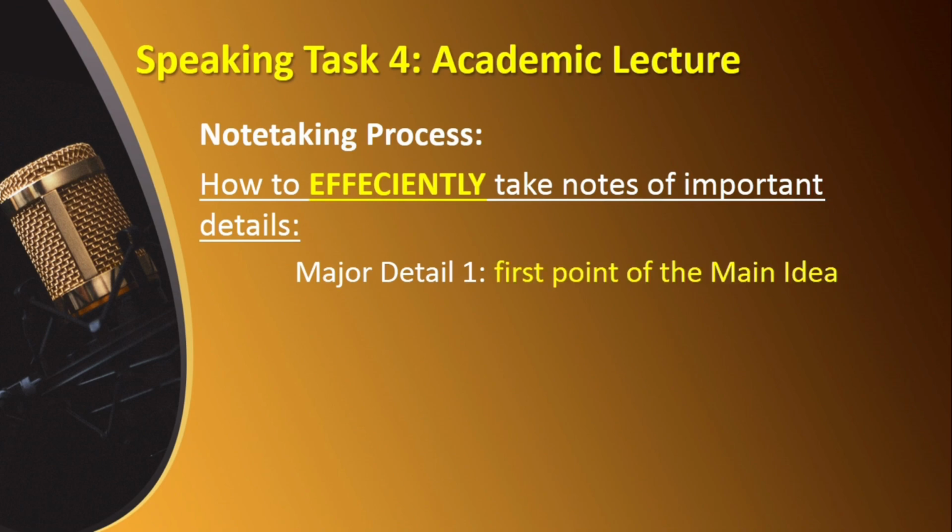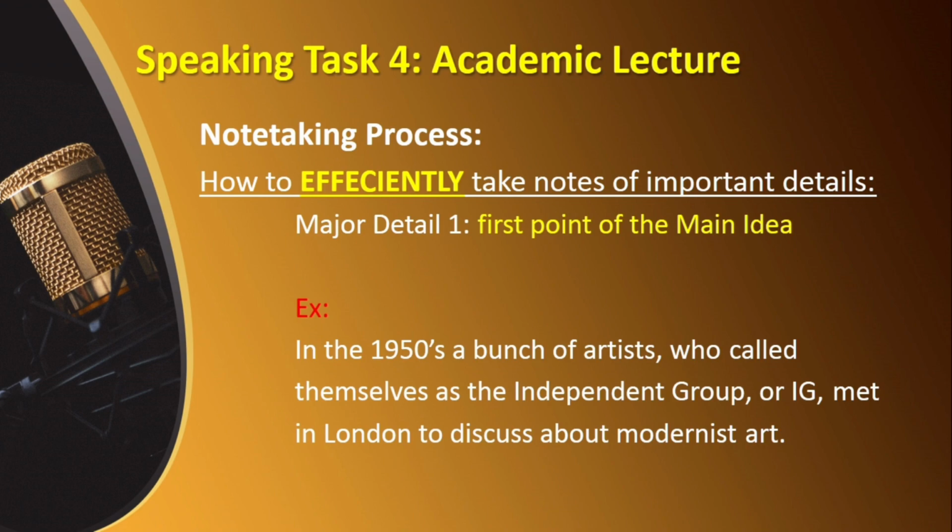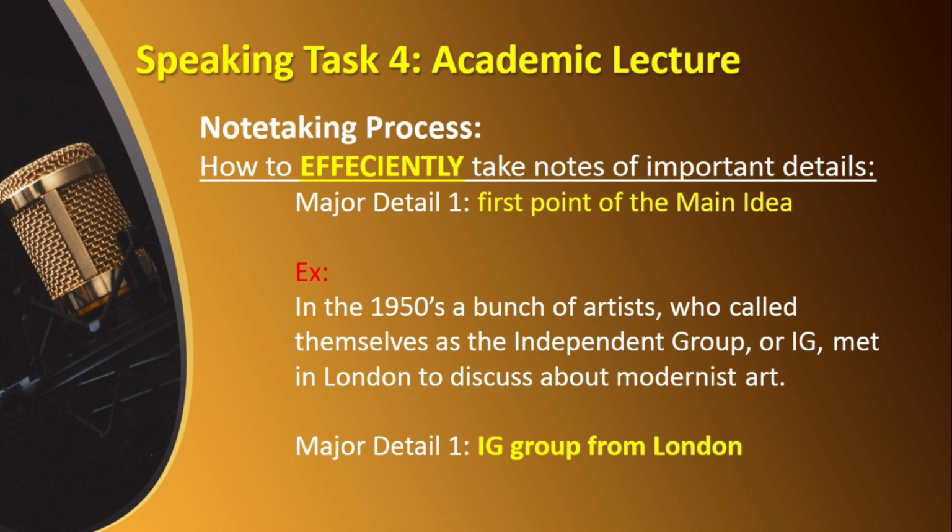So again, if the main idea is about the origin of pop art, the first major detail will talk about this. Let's say the professor continued with his lecture by saying, in the 1950s a bunch of artists, who called themselves the Independent Group, or IG, met in London to discuss modernist art. So from this statement, we can say that the first major detail would be about a group of artists in London called the Independent Group. So on paper you must have the words, Independent Group from London.